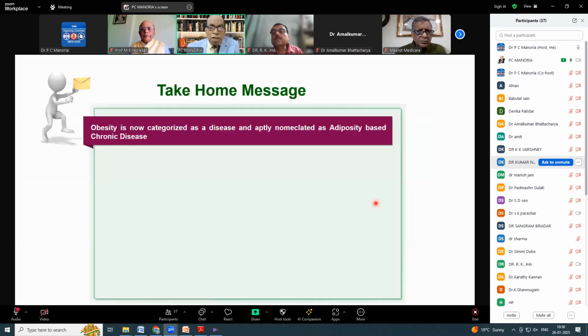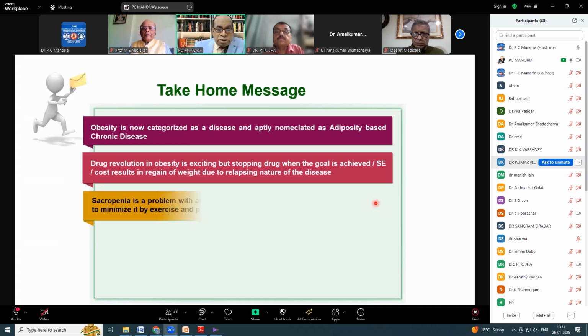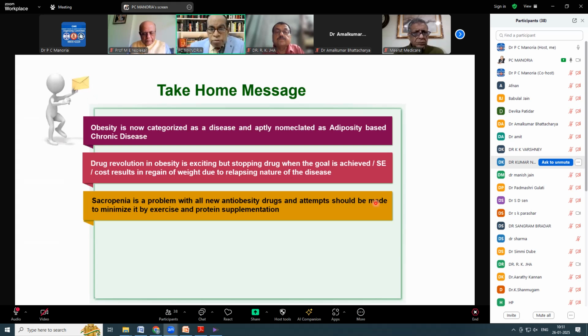So in summary, obesity is now categorized as a disease and not a risk factor, and aptly nomenclated as ABCD. The drug revolution in obesity is exciting, but stopping the drug when the goal is achieved, or side effects occur, or due to cost, results in regain of weight due to the relapsing nature of the disease. Sarcopenia is a problem with all new anti-obesity drugs. An attempt should be made to minimize it by exercise or protein supplementation.